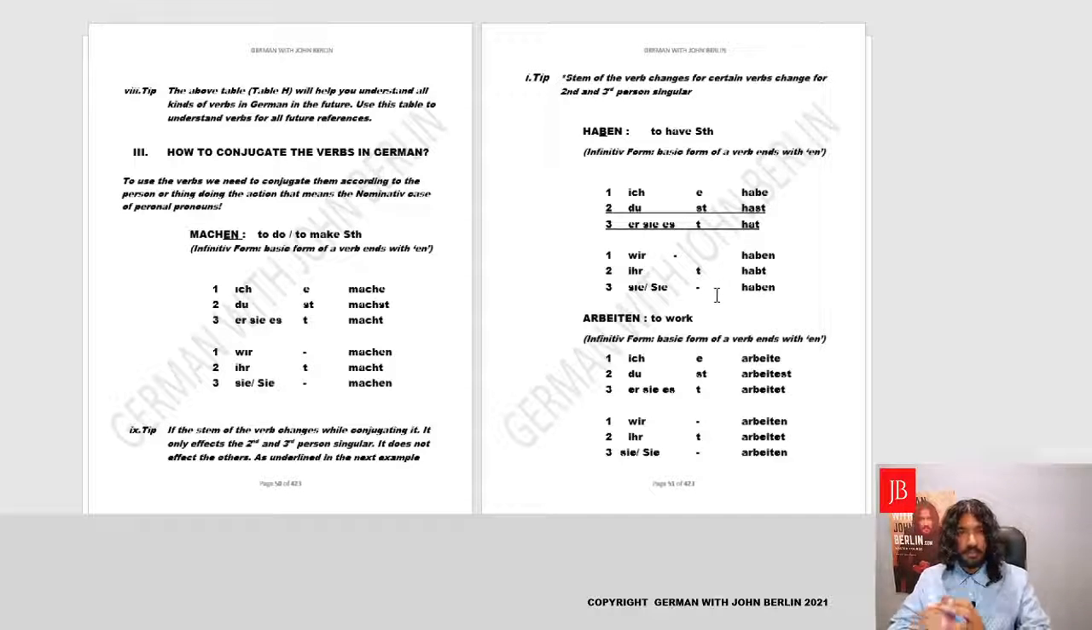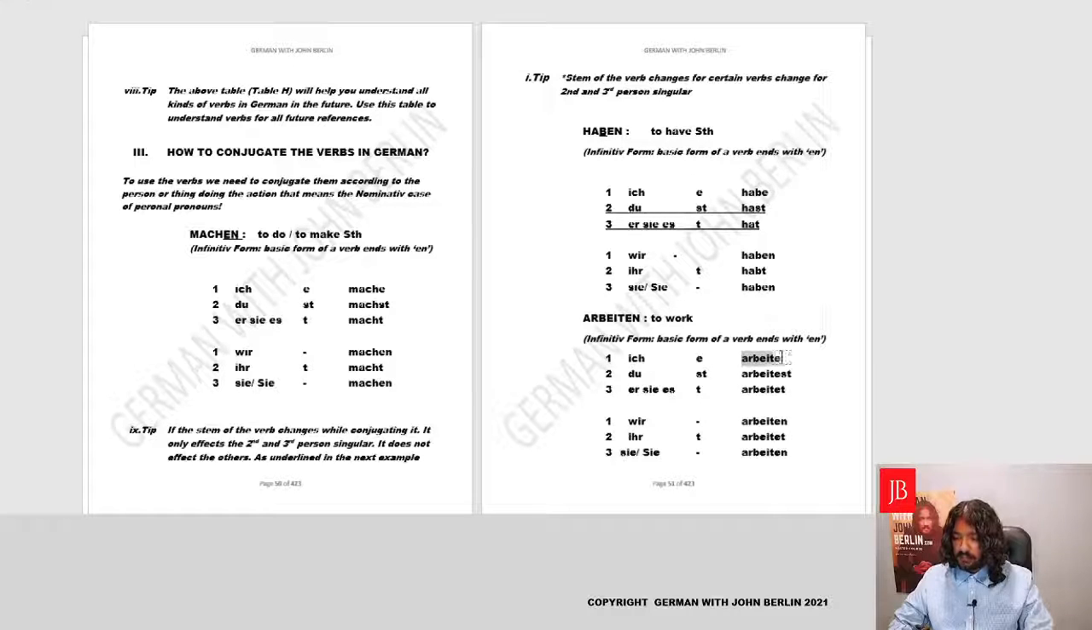So for all the future German verbs, if the stem changes, it'll only be applicable to the second and the third person, singular. For all the others, it'll remain the same. Yes. Okay, let's move forward. Arbeiten. This is the verb to work. Now, if you want to say I work, you work, he, she, it works, we work, you all work, they work, you'll need to follow this conjugation, and let's see how it looks.